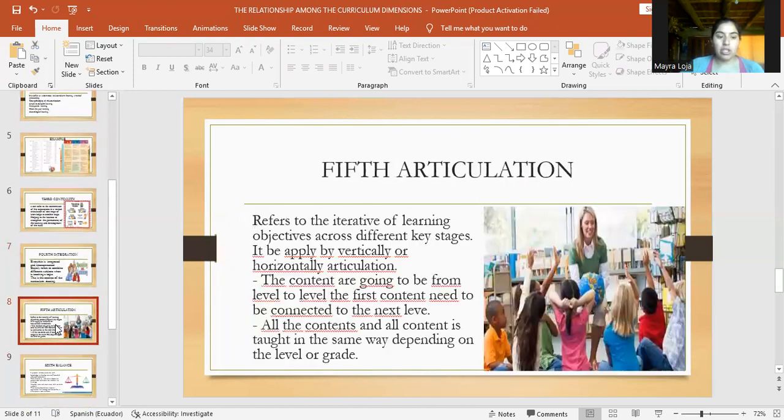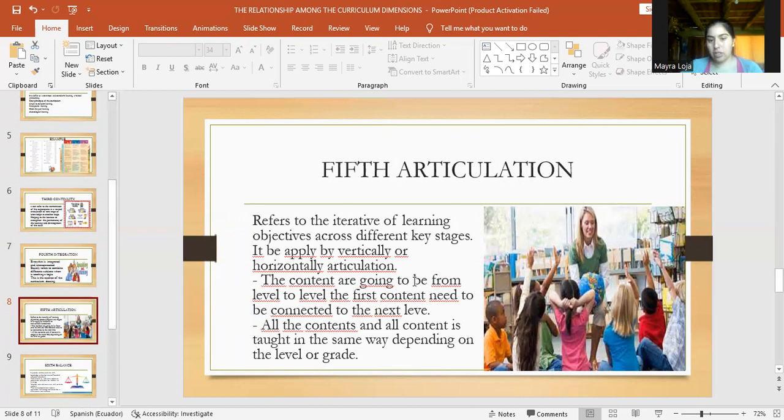The next is articulation. In this case, articulation refers to the iteration of learning objectives across different key stages. We have horizontal articulation and vertical articulation. Vertical articulation refers to all the content that students are going to need to connect with the first content, because the students are going to learn things that are related and connected across the different levels.